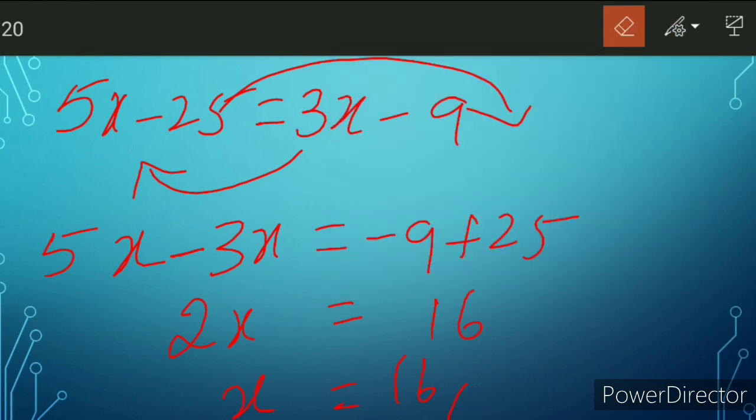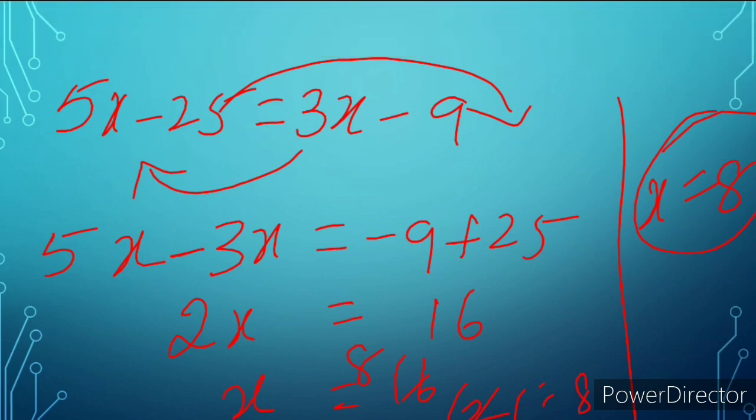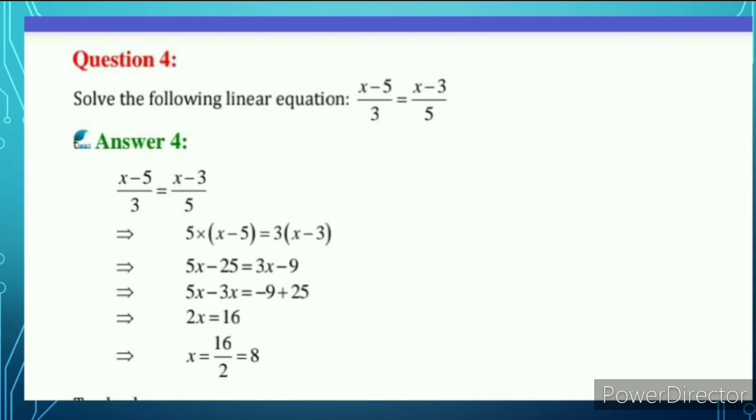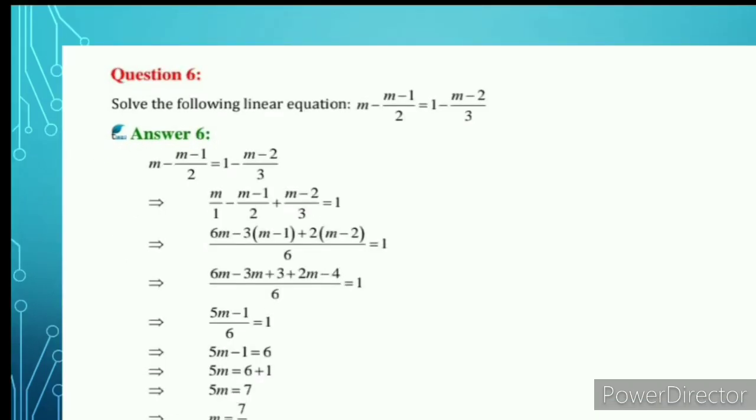16 by 2. Yeah, 2 one time, 2 eights are 16. x value is equal to 8 is the solution. Got it? Yeah, we'll check the solution now. Understand, children? Copy down. You will do some homework, then you can understand. Yeah, the fifth question I have given as homework.